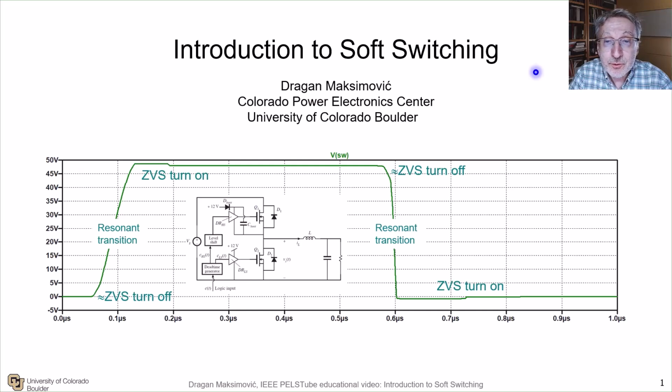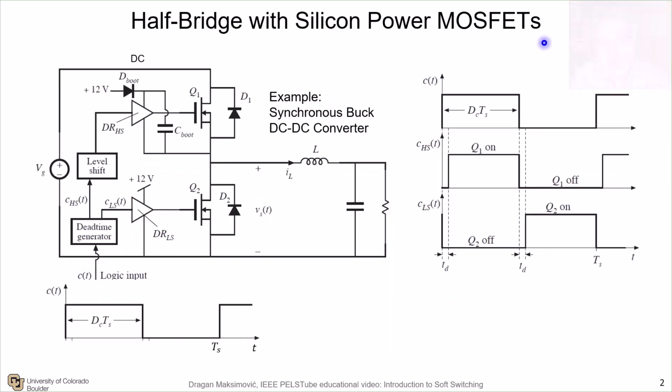In this short video, we'll try to clarify the concepts of hard versus soft switching, zero voltage switching, resonant transitions, zero current switching, and how all these relate to loss mechanisms in switching power converters. We'll do all that on a very standard structure. It's called half bridge, consisting of two devices supplied from a DC bus. And we will do that on an example of a half bridge representing a synchronous buck DC-DC converter.